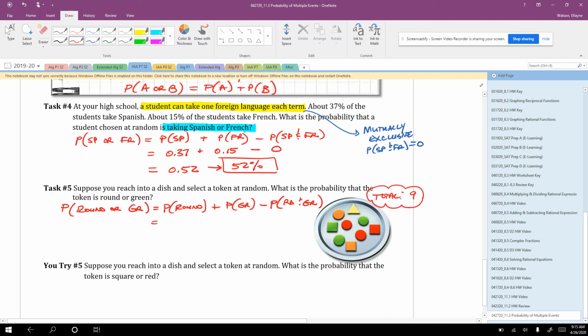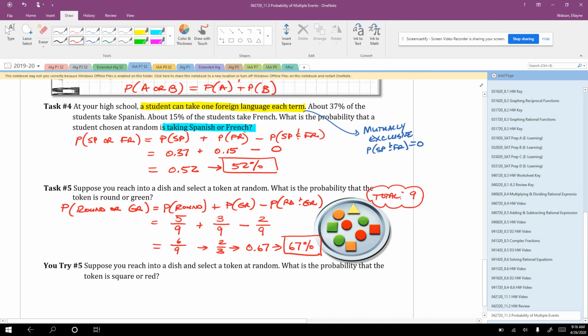All right, so probability of round, count up the rounds. We have 1, 2, 3, 4, 5. So 5 over 9. How many greens do we have? 1, 2, 3. So 3 over 9. Less, how many round and green? 2. So 2 over 9. Okay, so again, you do have to take into account the and there because they're not mutually exclusive. You could have a round and a green. So do this, you're going to get 6 over 9, which reduces to 2 over 3, which as a decimal is 0.67, or as a percentage is 67%.